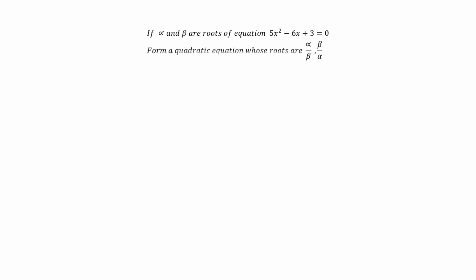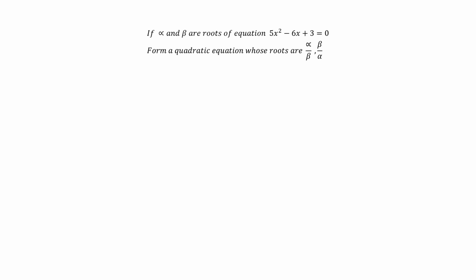So let's take a look at this question. If alpha and beta are roots of the equation 5x squared minus 6x plus 3 equals 0, we are asked to form a quadratic equation whose roots are alpha over beta and beta over alpha. So if alpha and beta are roots of this equation, you get? We are asked to form a quadratic equation whose roots are alpha over beta and beta over alpha.